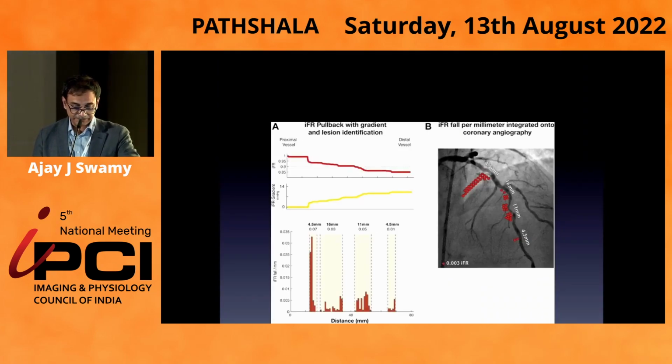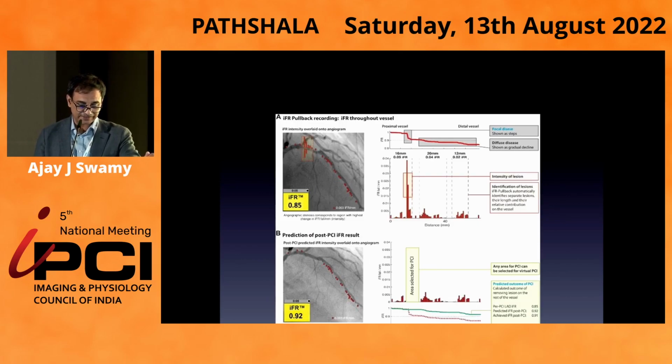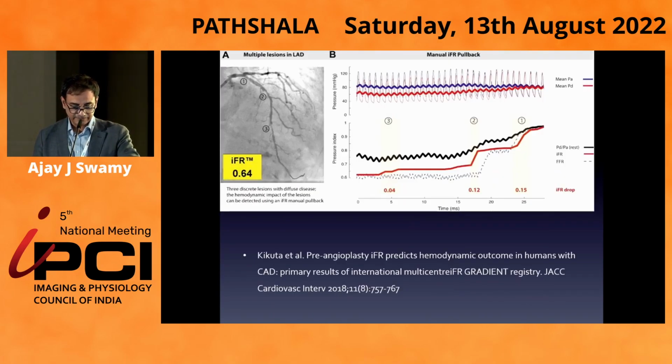This is another example. This is what you do. You look at where all the stenosis is and then decide what is the maximum contribution and make an assessment based on the best guess as to which stenosis is going to give you a prediction of the post-PCI iFR result based on these models which are created. This has been validated in a paper published in 2018, where the pre-angioplasty iFR actually predicted the hemodynamic outcome in humans with coronary artery disease. These were the first results, and this is being subjected to furious research further, but it appears to be extremely promising.